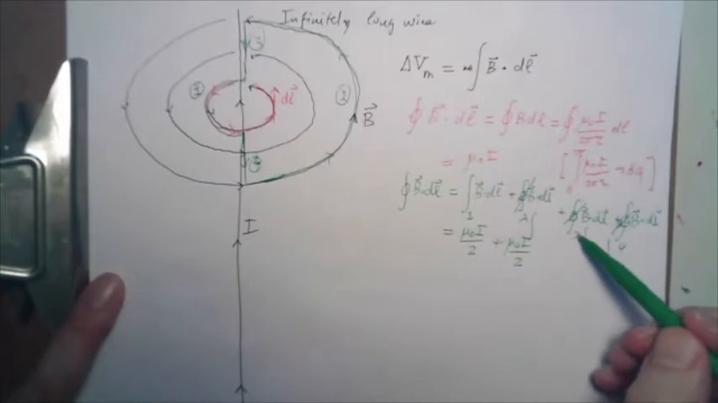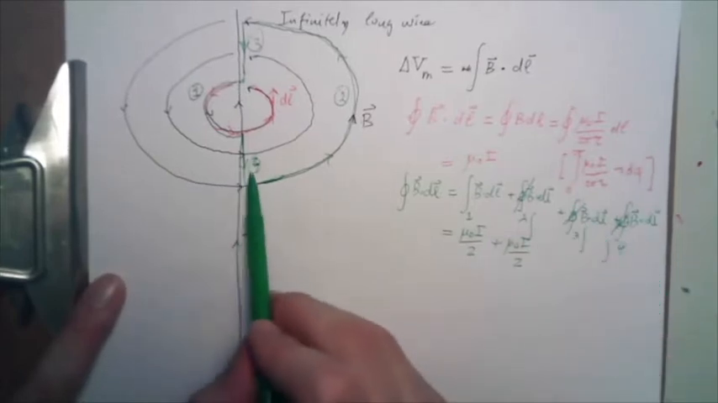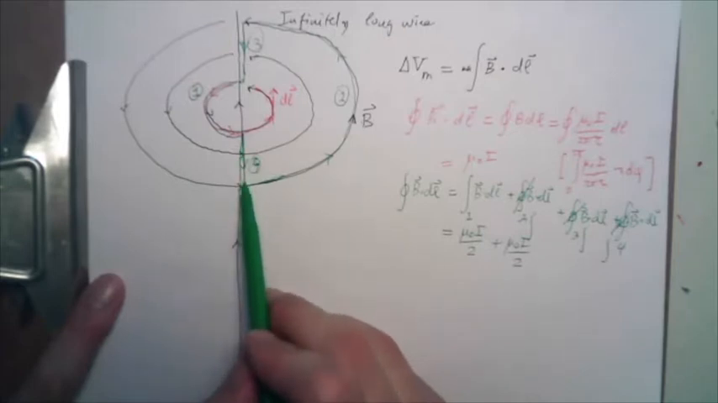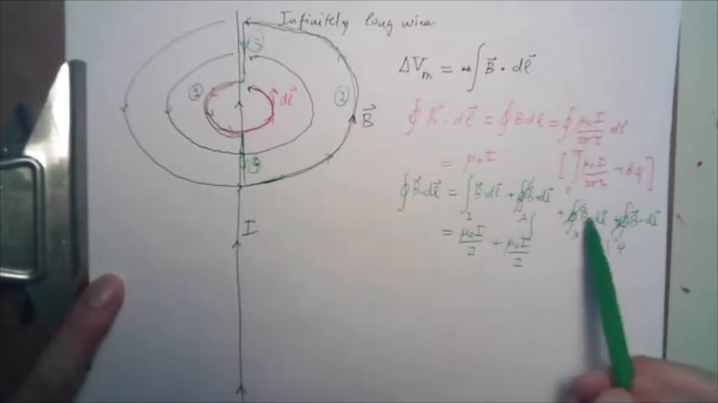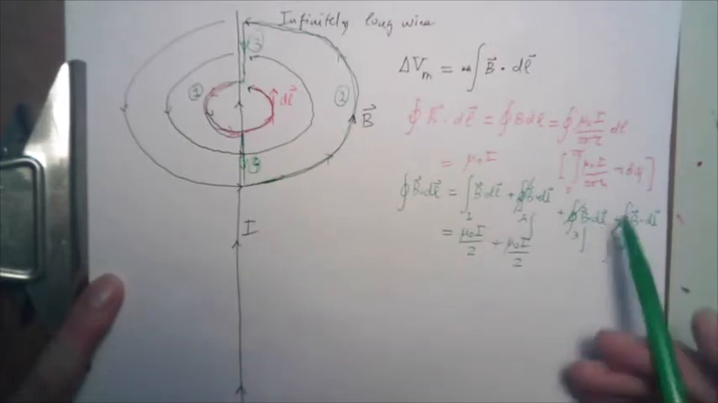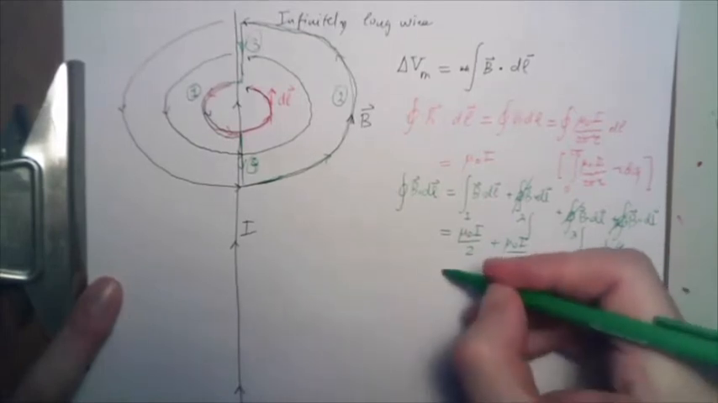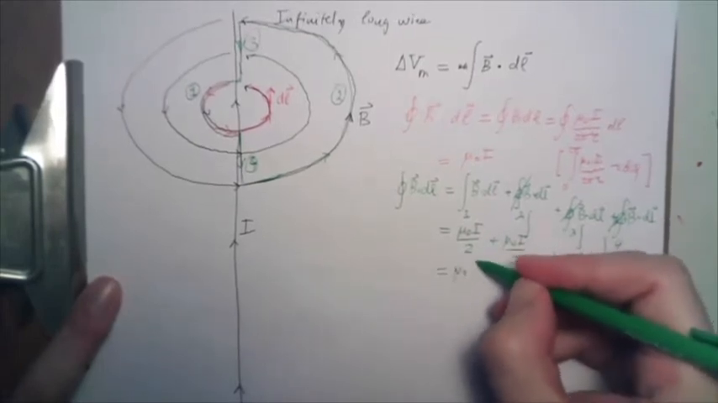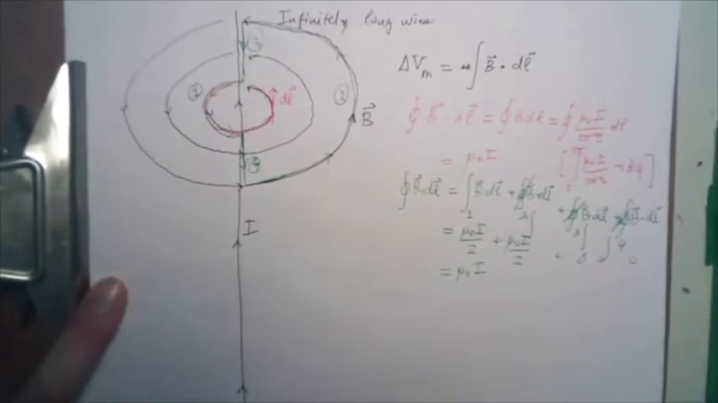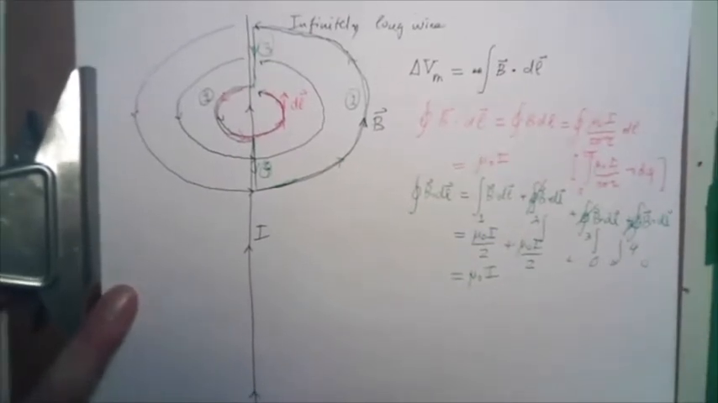Now what do we do with number 3 and number 4? The path that we're integrating over is entirely perpendicular to the magnetic field, so that dot product is going to give you a 0. So this is going to be 0 and 0, and we get a mu naught I. Same as before.